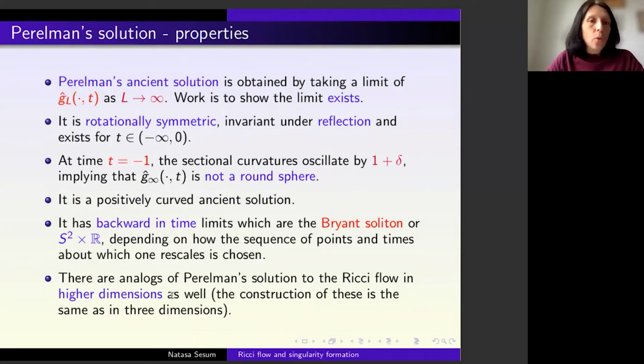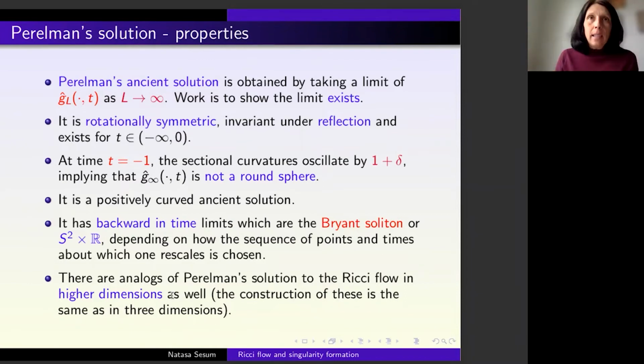And there is no explicit formula for that solution. We know it is rotationally symmetric, that it has positive curvature. And we can just say something about the asymptotics of that solution, namely, it's compact.